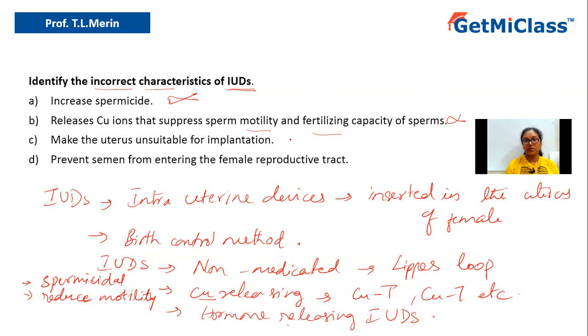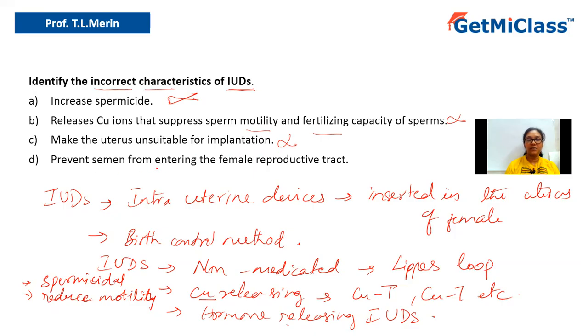Option C says make uterus unsuitable for implantation. Now, what do you mean by implantation? Implantation is the process by which the embryo, in the blastocyst state, gets implanted onto the uterus. After fertilization, the embryo will come and get implanted onto the uterine wall, the endometrium. But because of these inserted devices, the uterus becomes unsuitable for implantation. Hence, this is a correct characteristic, but we are looking for the incorrect one.